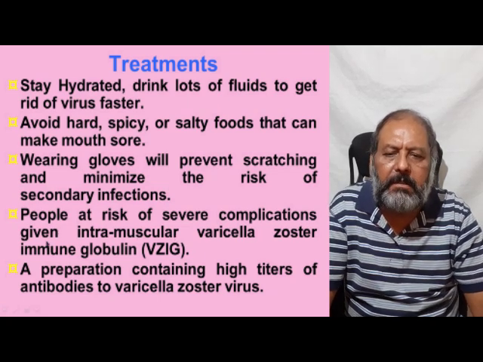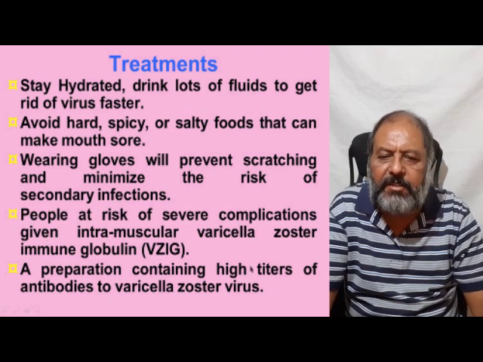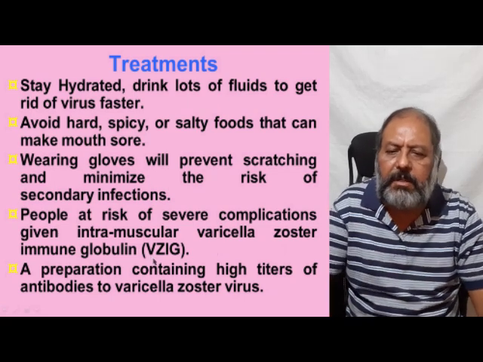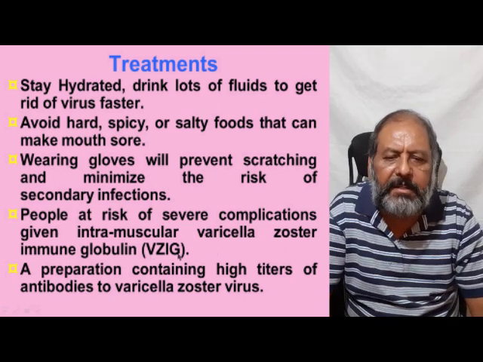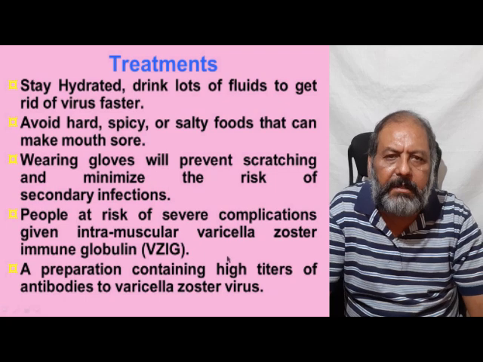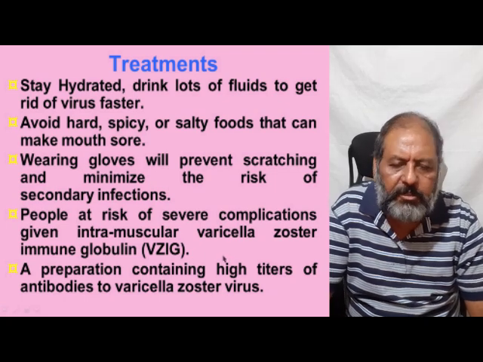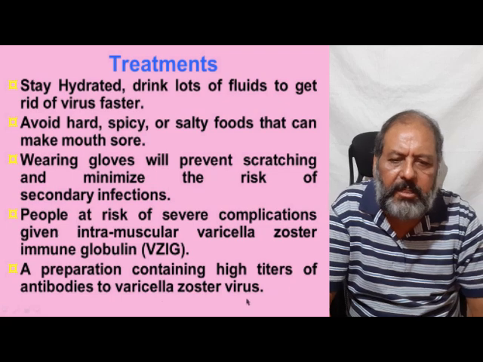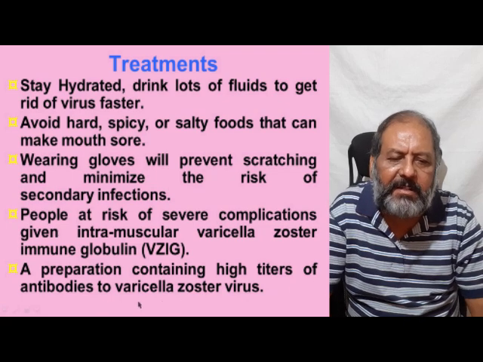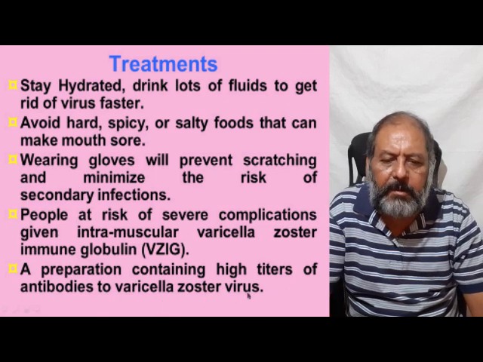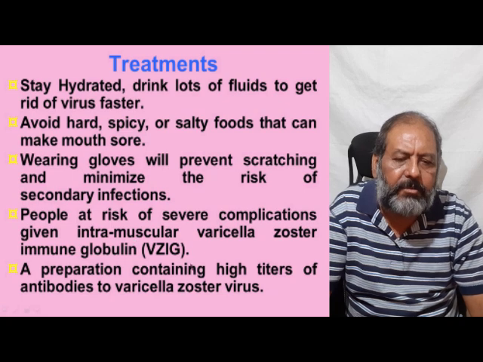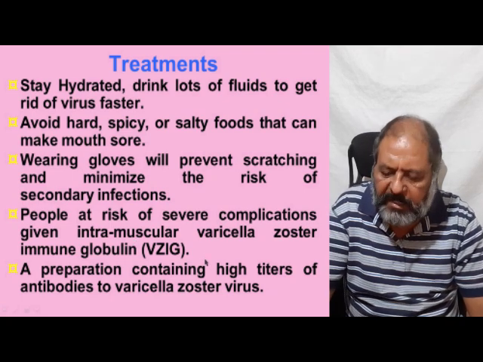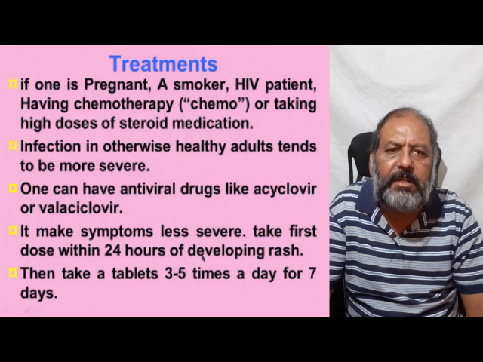People at risk of severe complications are given intramuscular varicella zoster immune globulin, that is VZIG, that will prevent the chickenpox virus from causing you serious problems. A preparation containing high titers of antibodies to the varicella zoster virus, that is VZIG immunoglobulin, is given for the serious looking patient.